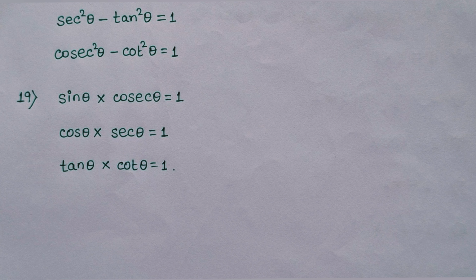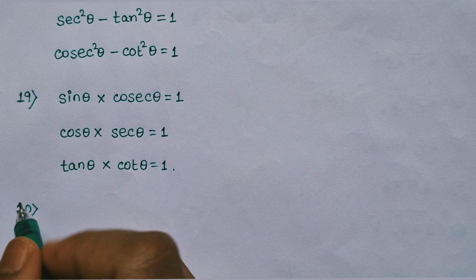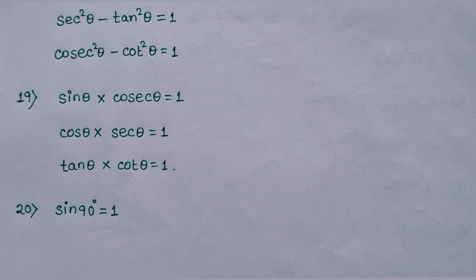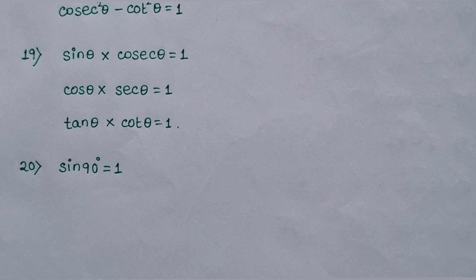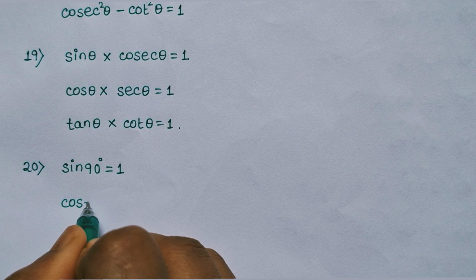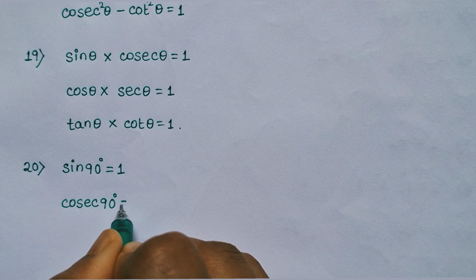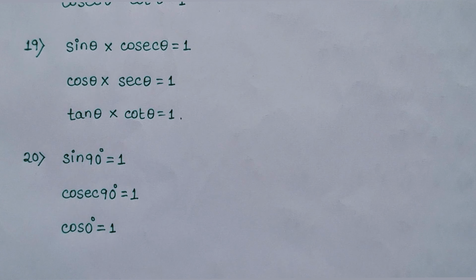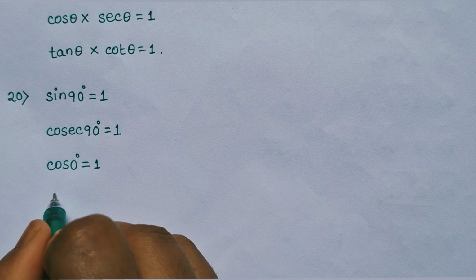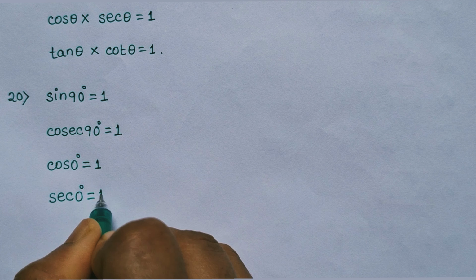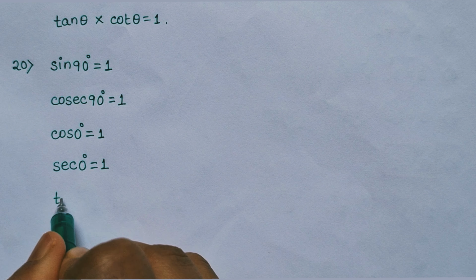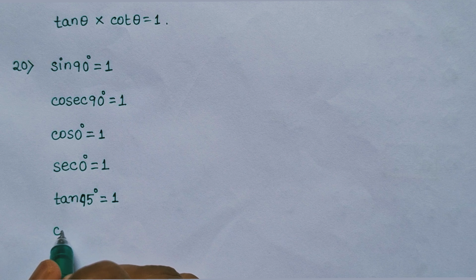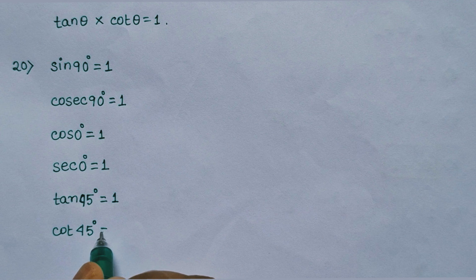Now let's move to the last one. Sin 90 degree equals 1. Cosec 90 degree equals 1. Cos 0 degree equals 1. Similarly, sec 0 degree equals 1. Tan 45 degree equals 1. Cot 45 degree equals 1.